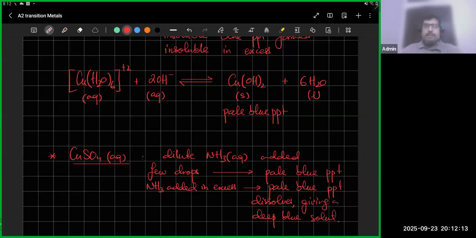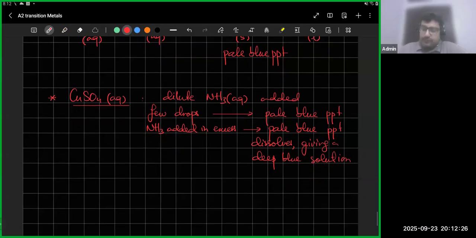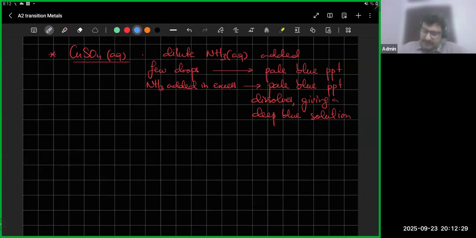So remember, this is the same exact test that you already did. You add a few drops of ammonia, you get a pale blue precipitate. If you add it in excess, you're going to get a very deep blue solution. So what's going on? Now, the first thing is, when you add a few drops of NH3, we're going to write the equations. The first thing that happens is the ammonia behaves as a base initially.